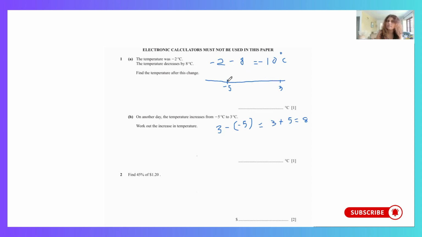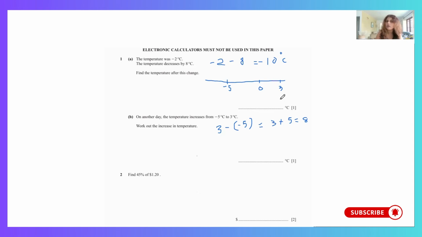For example, -5 to 0. If 0 is here, if you move from -5 to 0, there are 5 units. Then again from 0 to +3, another 3 units are there. So altogether, when we move from -5 to +3, we passed 8 units. So that's why we say the difference between -5 and +3 is 8.